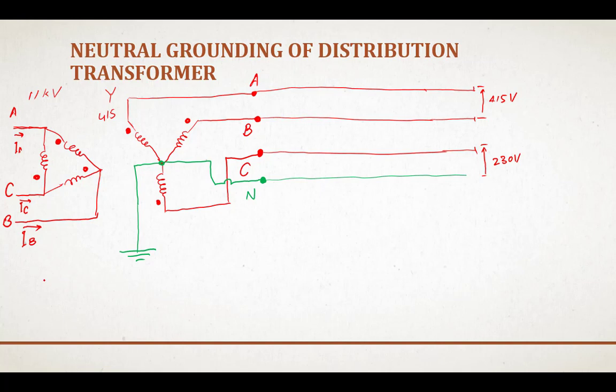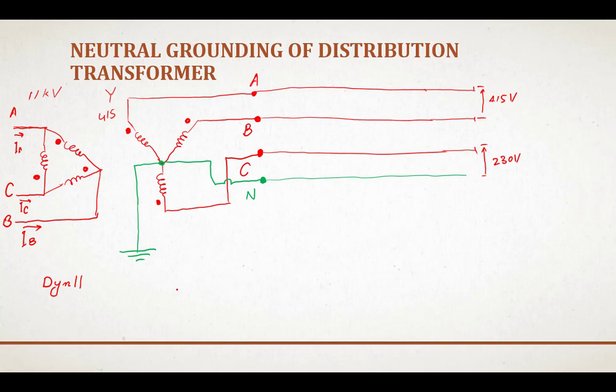And here the vector group for this transformer is: high side delta, low side Y, neutral accessible, and the phase angle is such that the Y side leads the delta side by 30 degrees. So here we make the low voltage side lead the high side by 30 degrees.